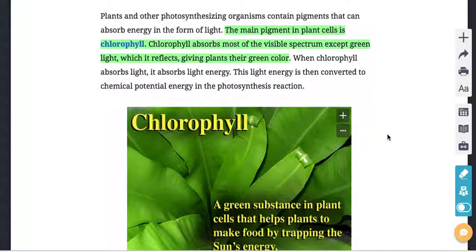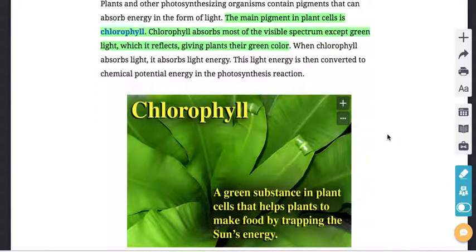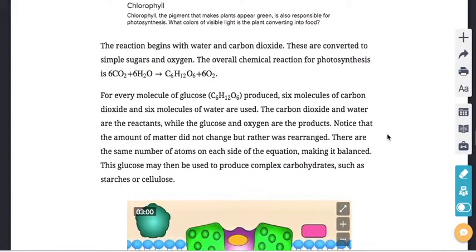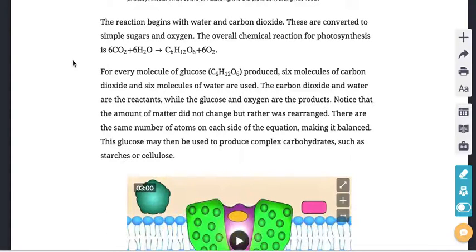Okay. So the main pigment in plant cells is chlorophyll, and that absorbs most of the visible light spectrum except for green. Green is reflected off, which is why we see plants as the color green.